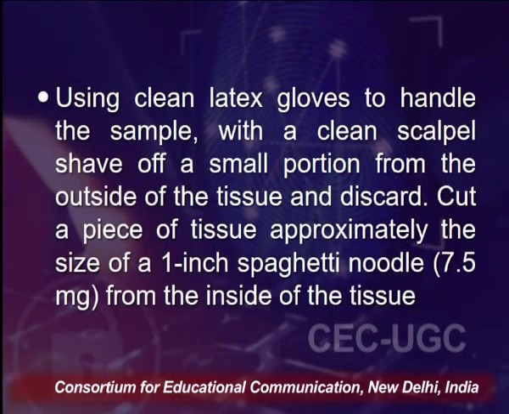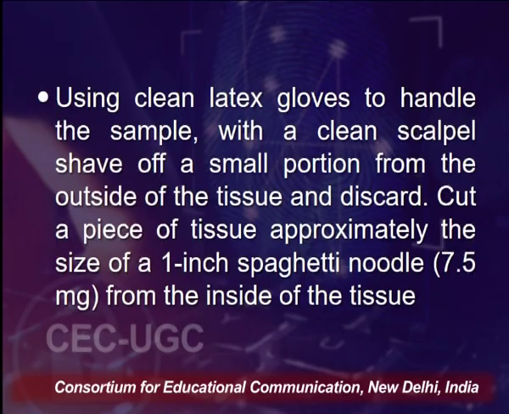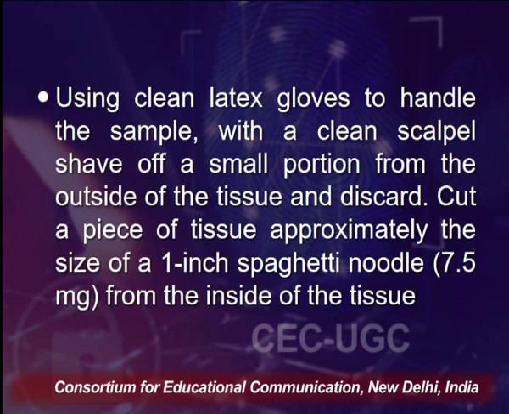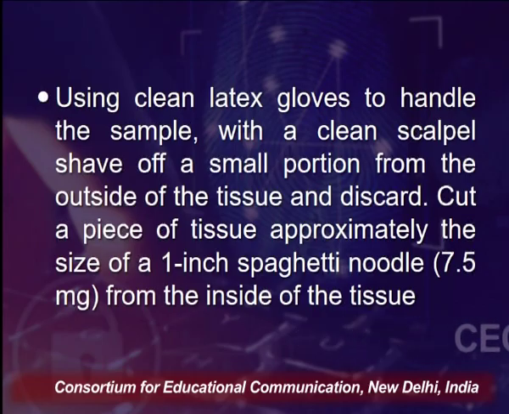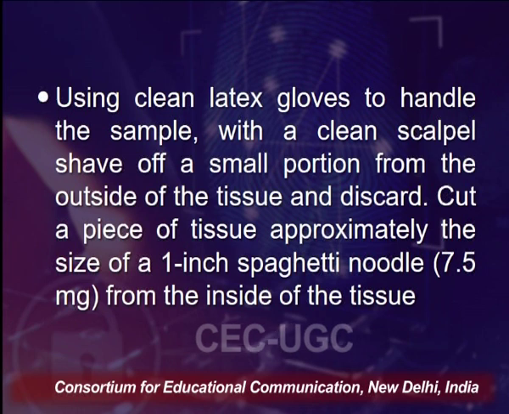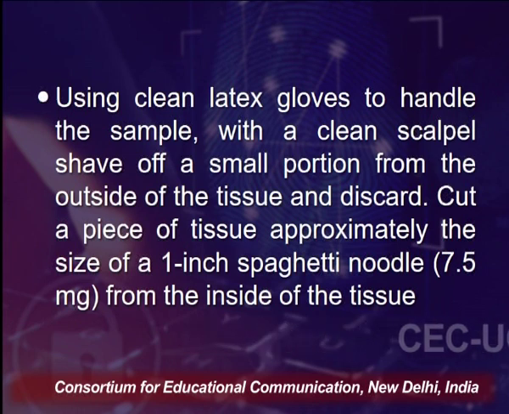We have certain wildlife samples, for example meat, organ and hide samples. Depending upon what use they are intended for, they can be processed and shipped using preservative buffers. We label the sample tube using a permanent marker. We use clean latex gloves to handle the sample. With a clean scalpel, shave off a small portion from the outside of the tissue and discard. Then we cut a piece of tissue approximately the size of a 1-inch spaghetti noodle, which could be around 7.5 mg, from the inside of the tissue. That is how we do the collection of tissue samples in wildlife cases.